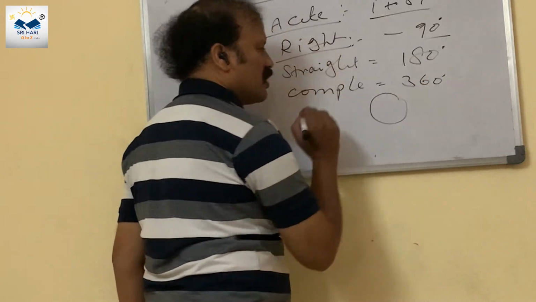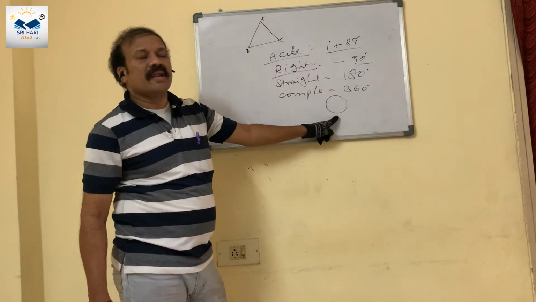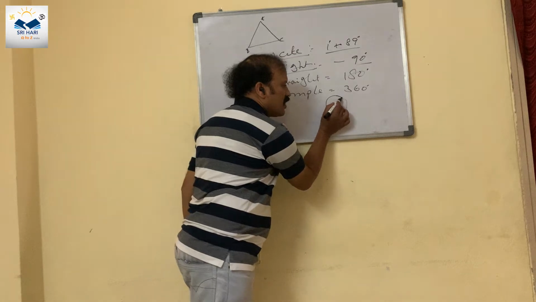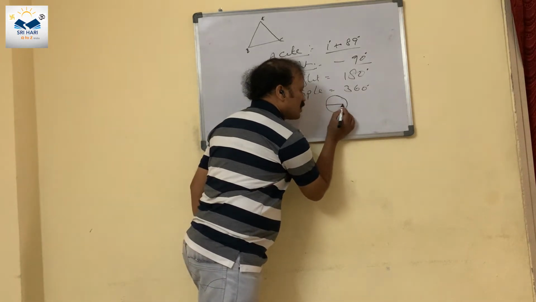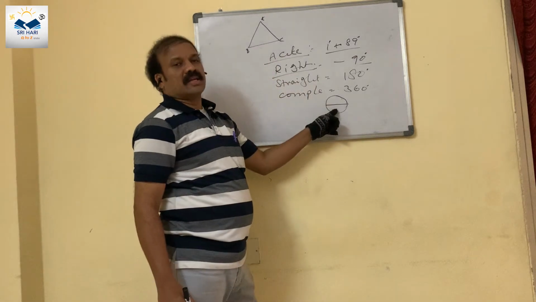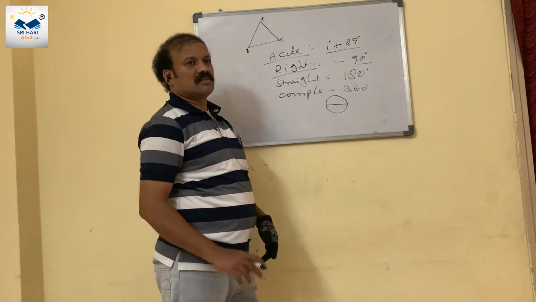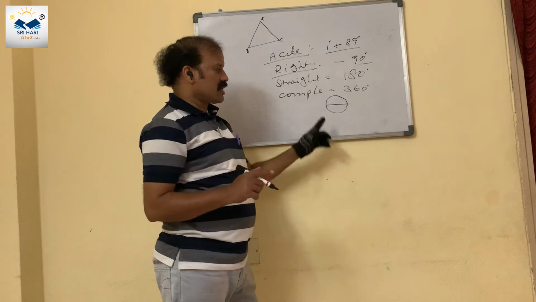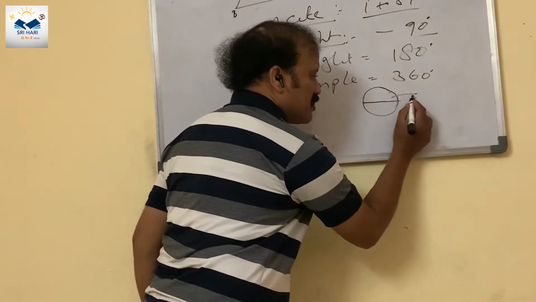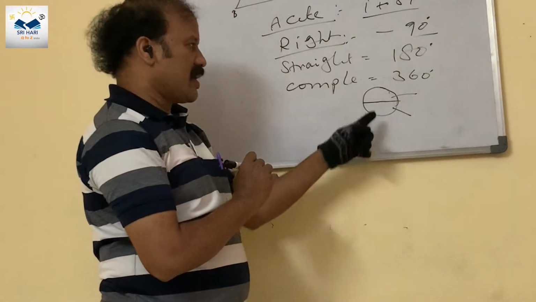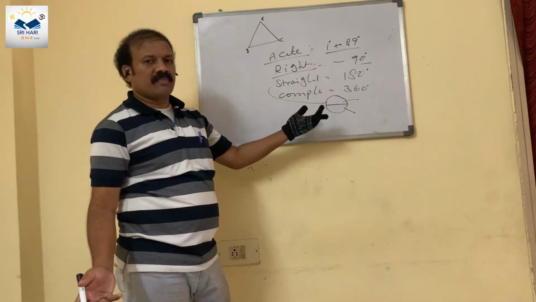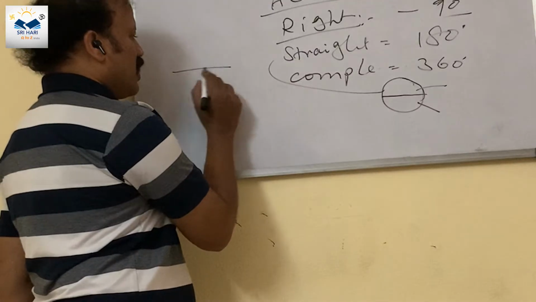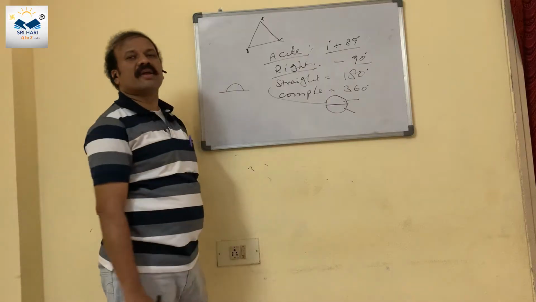Complete means like this circle. So this is the total complete angle from starting to ending. That's why it is a circle. Total 360 degrees. To draw like this line, semicircle. A semicircle is 180 degrees. So 180 degrees is like a straight angle. 180 plus 180 is 360. That's a complete angle. So like this, it is always 180 degrees.